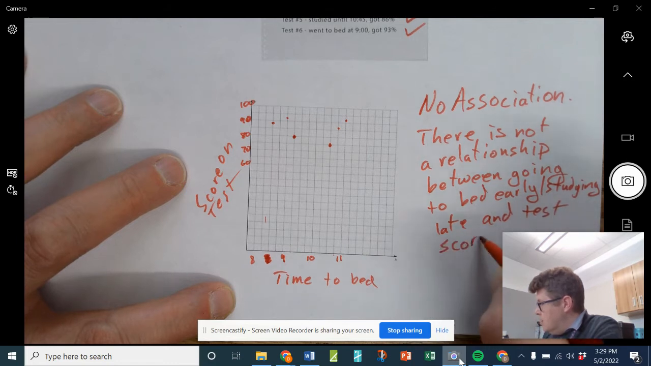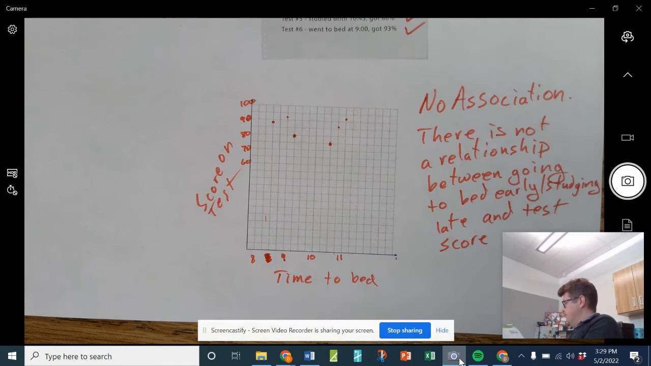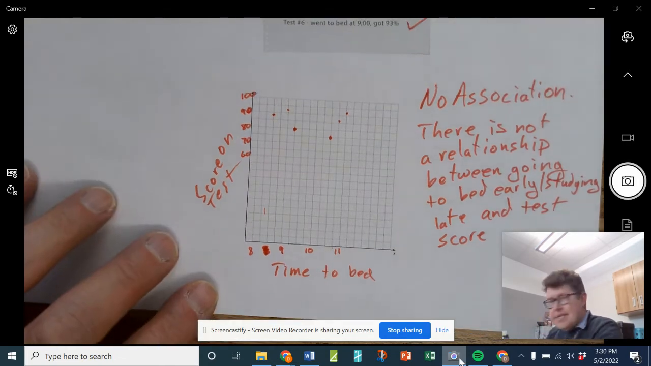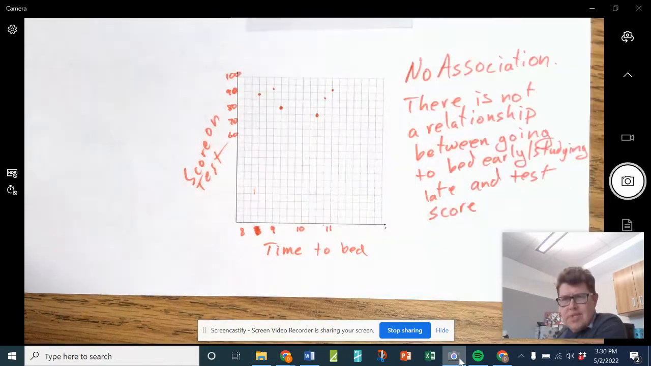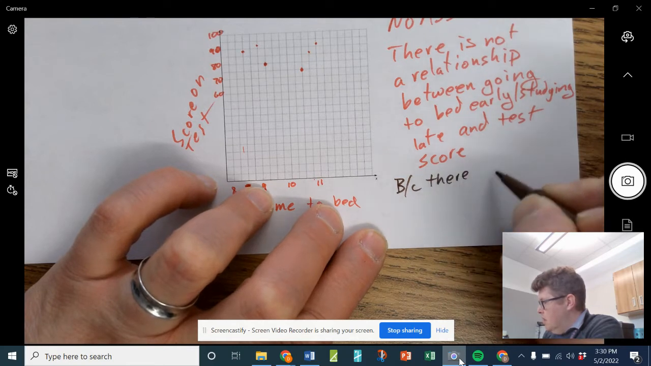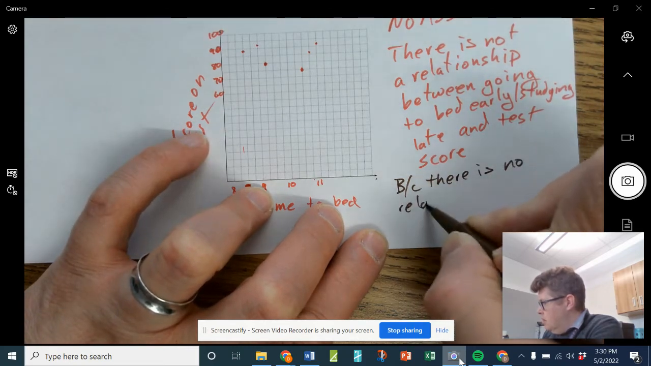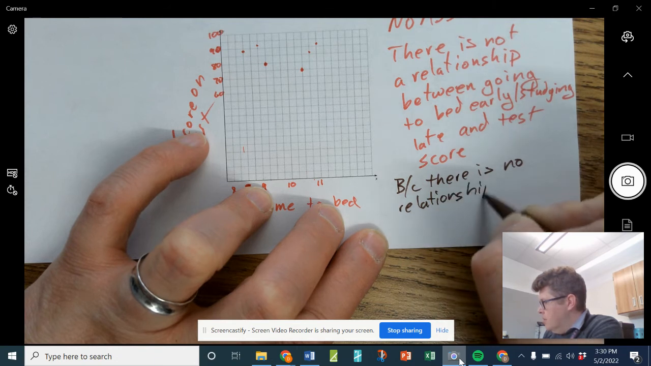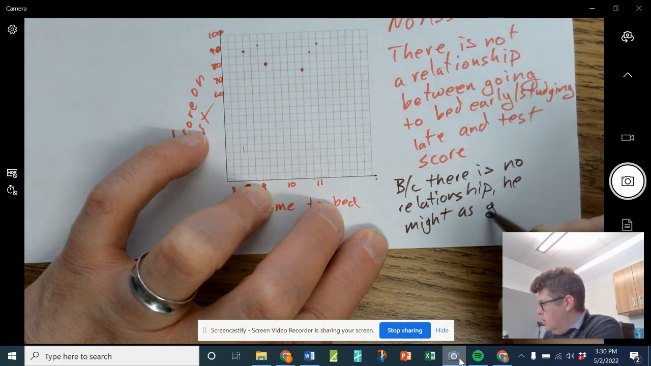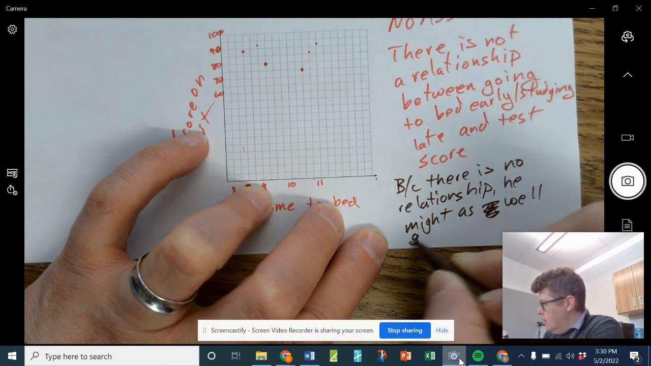So as far as I can tell, let's double check the book. It agrees with me. So no association. Since that's the case, you can probably just go to bed early. It doesn't really matter, so you might as well sleep, because there's no relationship.